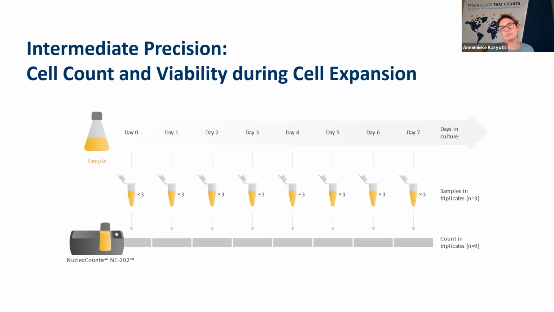So what we looked at now in the past few slides was immediate accuracy and precision. What we would also really want to test for is intermediate precision. So this really refers to how your cell counts or your CVs behave over time. So we grew some cells in a flask over time, and then took triplicate samples for each day to check that these CVs are within acceptable limits.